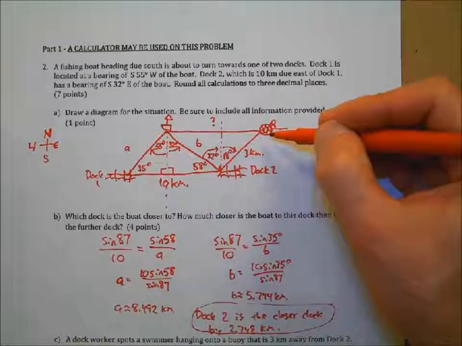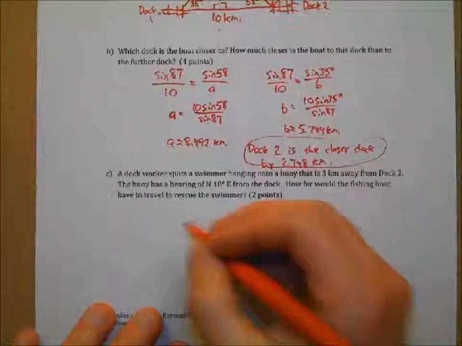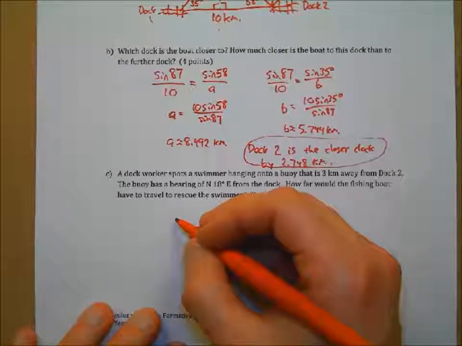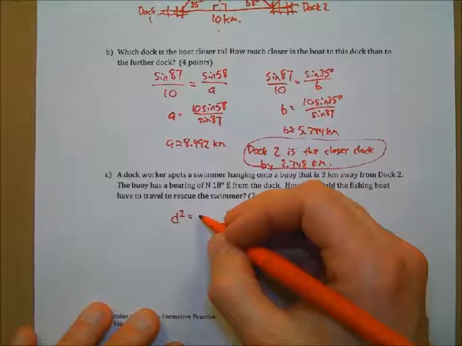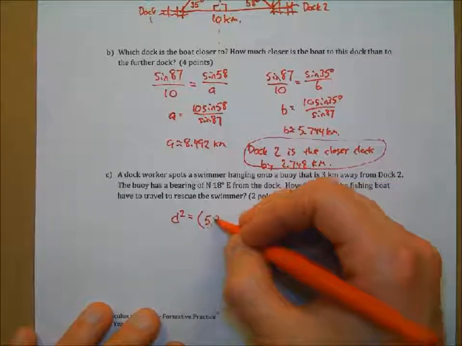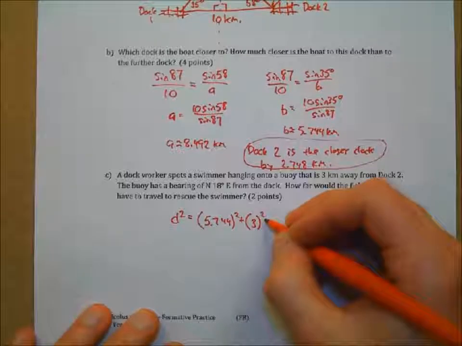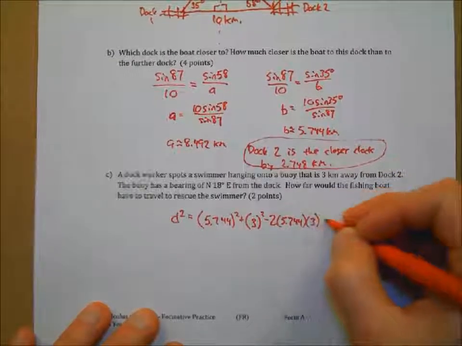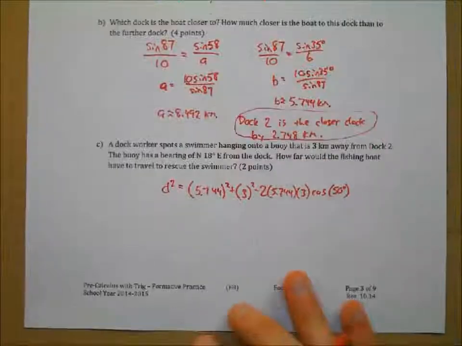How you want to designate these doesn't really matter. Let's just call the unknown distance D. It's going to be b, which is 5.744 squared, plus 3 squared, minus 2 times 5.744 times 3 times cosine of the 50-degree angle there. Okay, just like that.